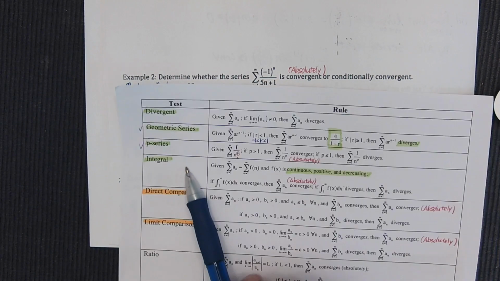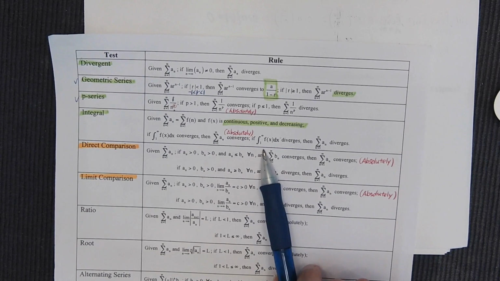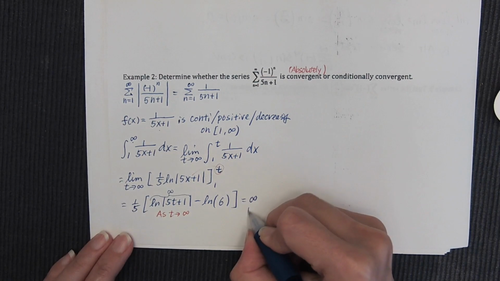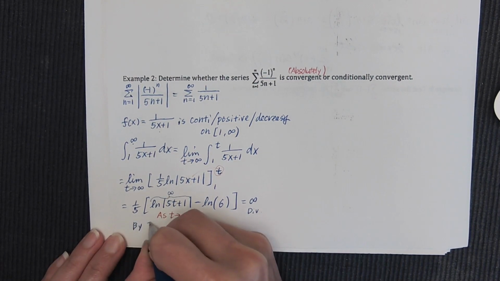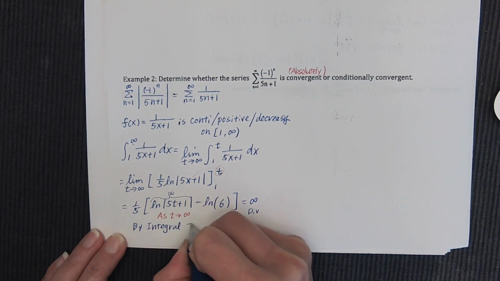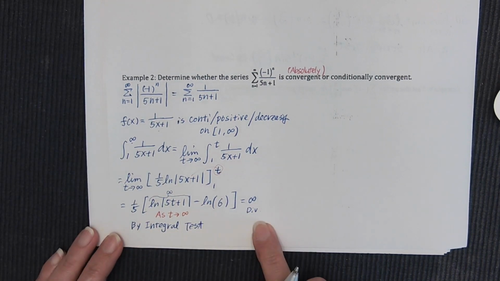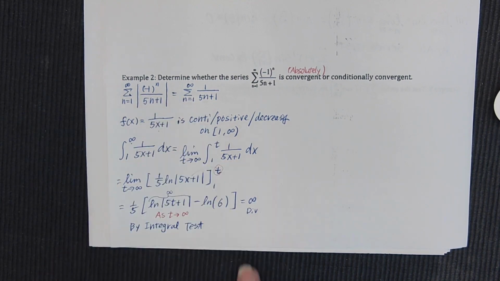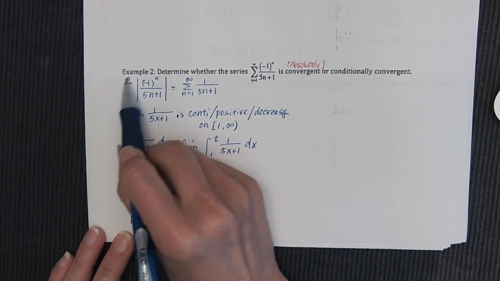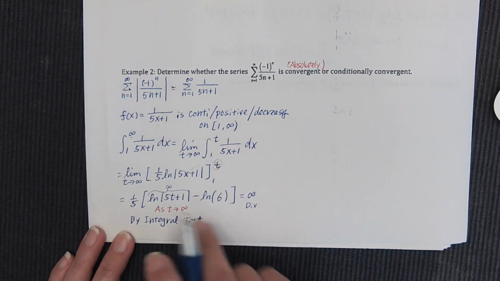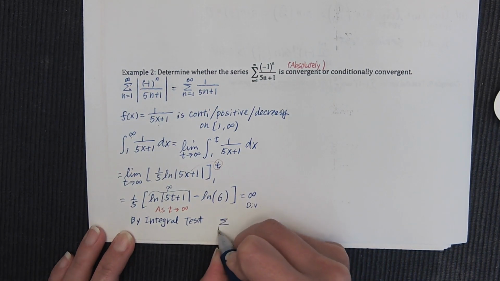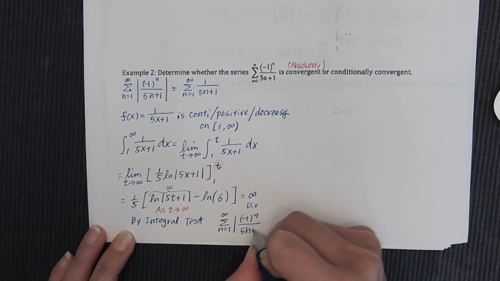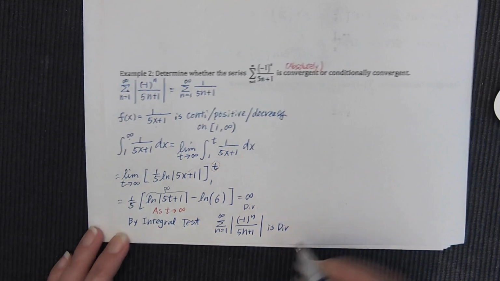What does the integral test say? If the integral is this, it's divergent. So by the integral test, this is divergent. If I take the absolute value, it becomes divergent. The summation from n equals 1 to infinity of the absolute value of negative 1 to the power n over 5n plus 1 is divergent.